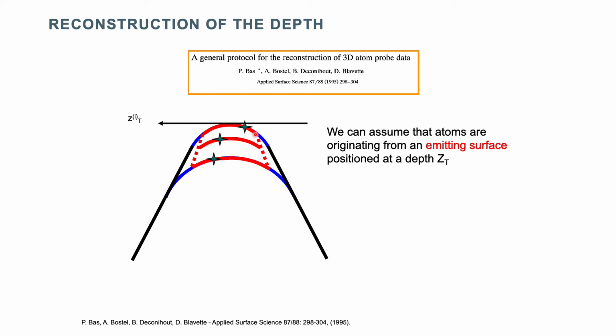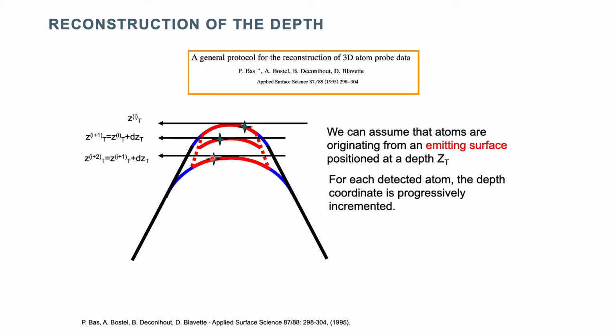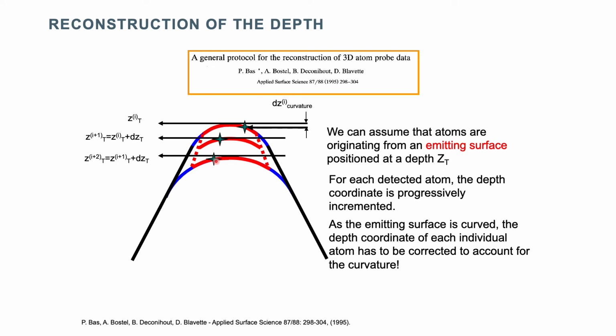So if we assume that we have a virtual emitting surface from which the ion that was detected originates, we can assume that every time we process one of the ions, it comes from a slightly different depth. And that depth is basically moved down every time we process one ion. And so we can recalculate this evolution of the depth, and that's what we're going to discuss in the next few slides. For each detected ion, we move this emitting surface down a little bit, and a little bit.